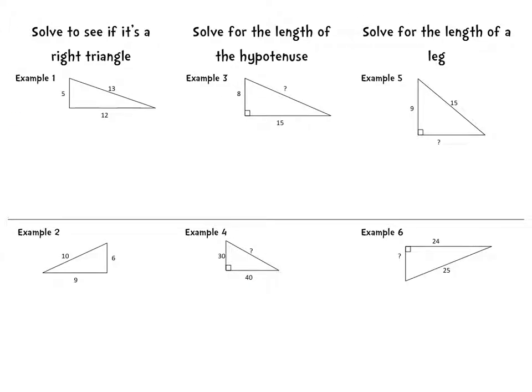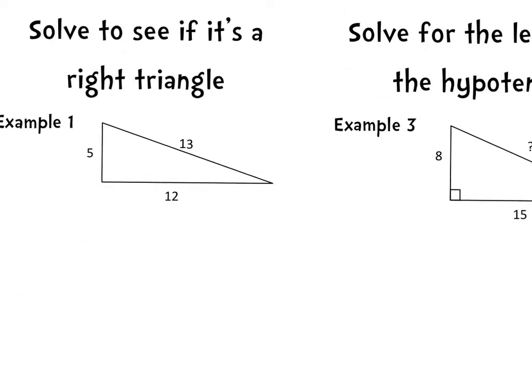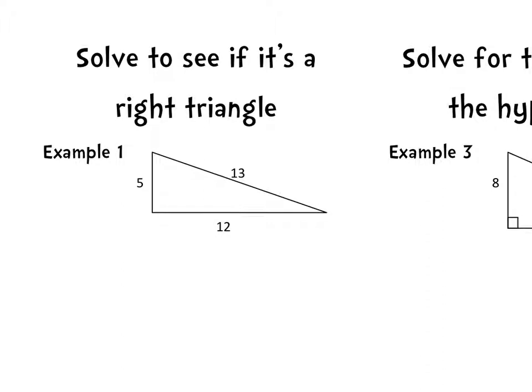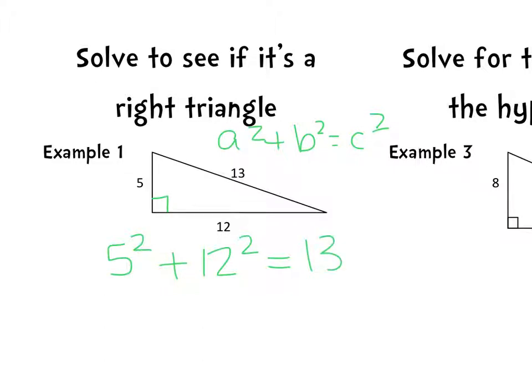All right, please turn to the other side, and we're going to solve some problems. We're going to do example 1 first, and we're just going to solve to see if it's a right triangle. If something is a right triangle, it is going to follow the Pythagorean theorem. So in this particular example, we want to see if a squared plus b squared really equals c squared. We are going to use our dimensions here, which are 5, 12, and 13, and here's my right angle. So I want to check, does 5 squared plus 12 squared actually equal 13 squared?